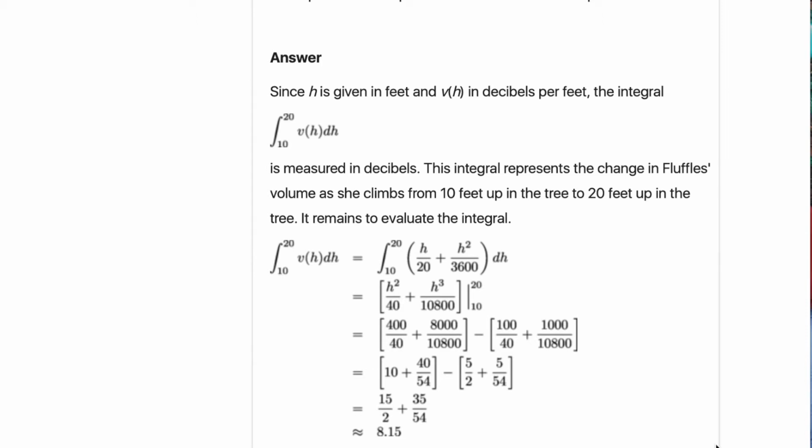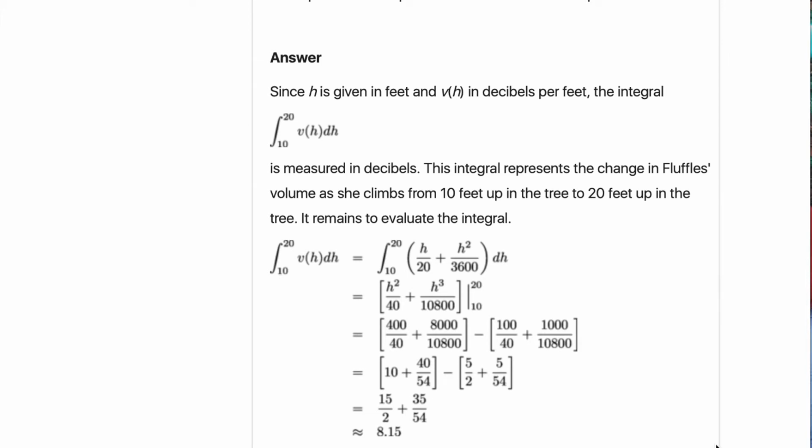So the integral from 10 to 20 of h over 20 plus h squared over 3600 dh is h squared over 40 plus h cubed over 10,800, still from 10 to 20. So that was the antiderivative, and then you plug in 20, and then subtract what you get from plugging in 10. So 400 over 40 plus 8,000 over 10,800, minus the quantity 100 over 40 plus 1,000 over 10,800.